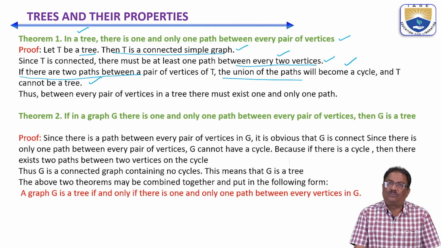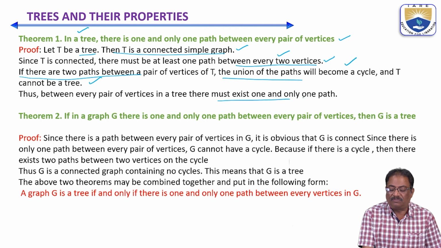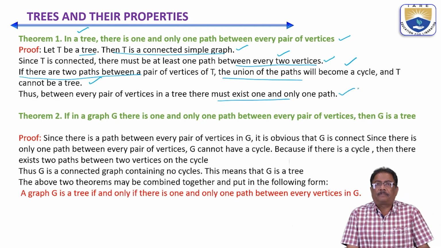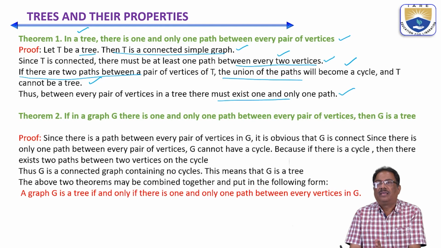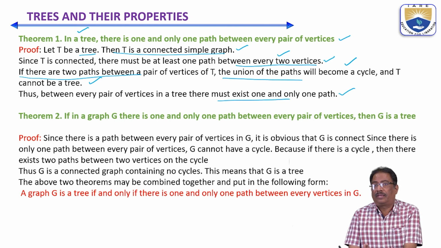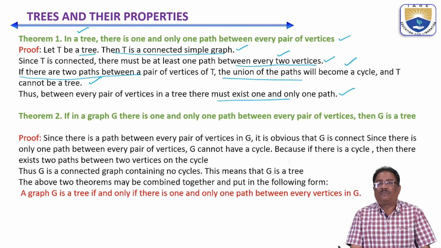So there is only one path between any pair of vertices that we are going to consider. Whenever I take a tree, it definitely has only one path between every pair of vertices. If I consider more than one path, then naturally the union of those two paths will create a cycle, and the graph will not become a tree. So there is only one path between every pair of vertices.